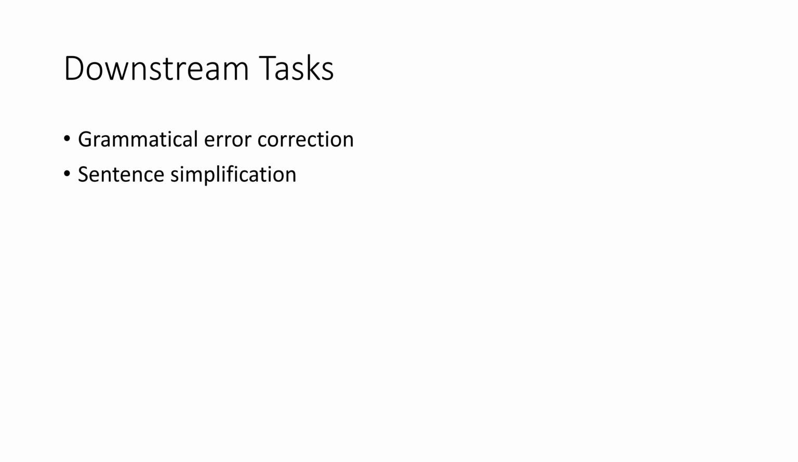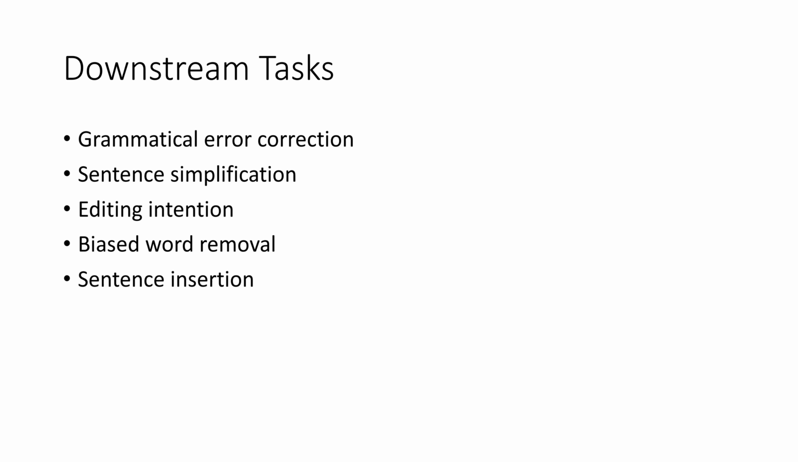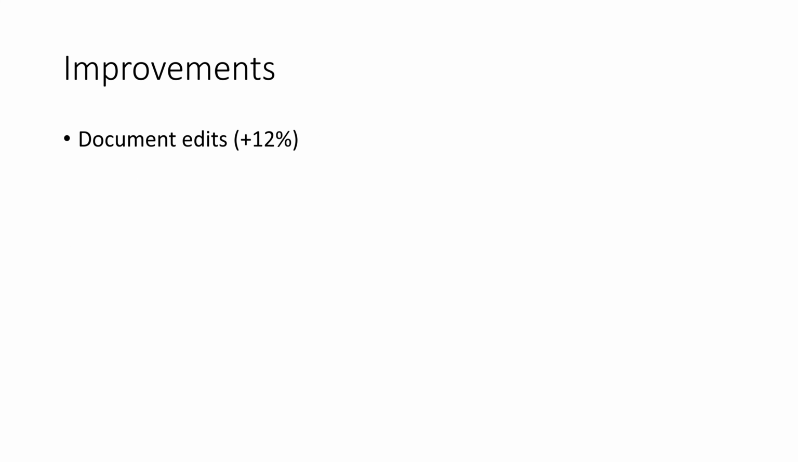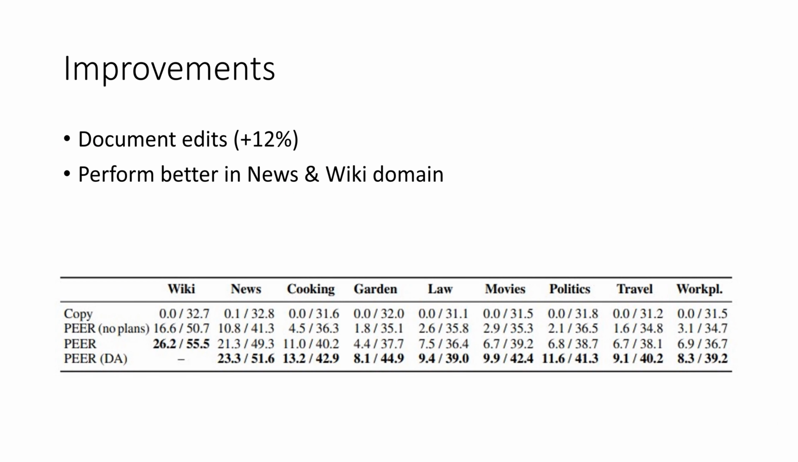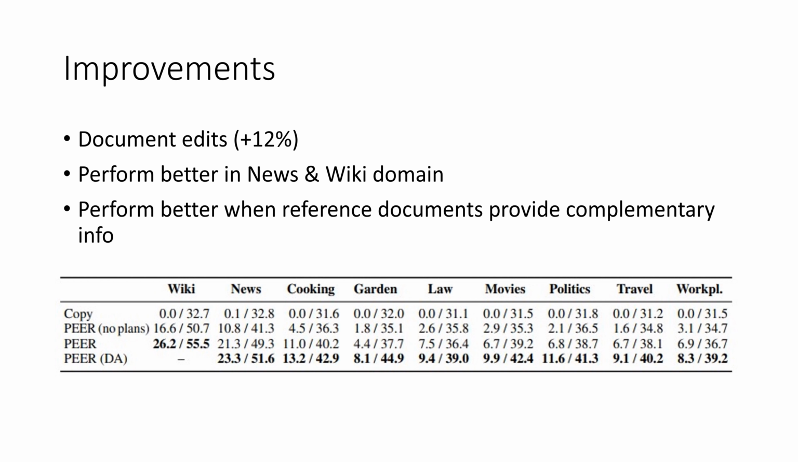The paper is evaluated on multiple downstream tasks, specifically grammatical error correction, sentence simplification, editing intention, biased word removal, and sentence insertion for additional context. The paper achieved 12% performance improvement compared to state-of-the-art language models in the task of document edits. Its performance in the news and wiki domains is 2 times better than the other domains, and its performance is drastically improved when there are plans and reference documents that provide complementary information.